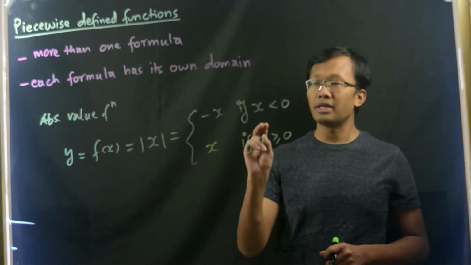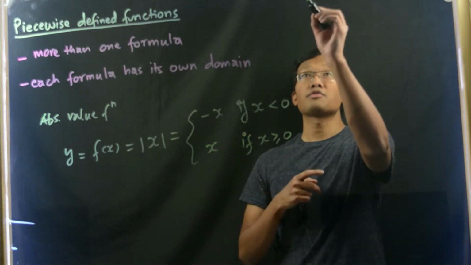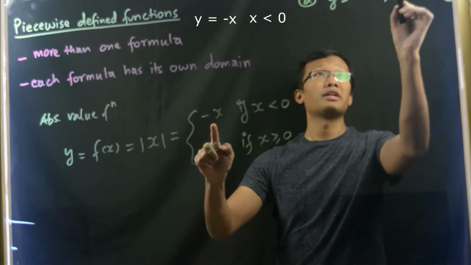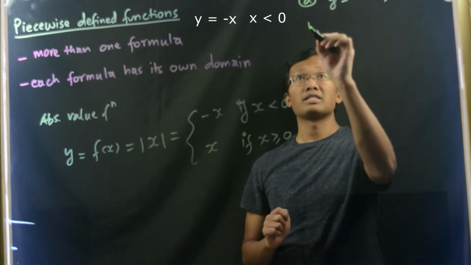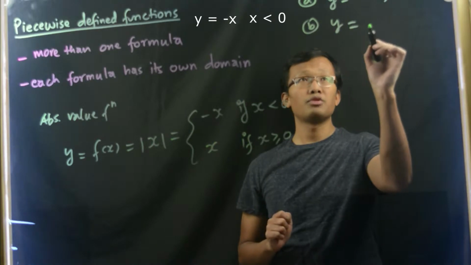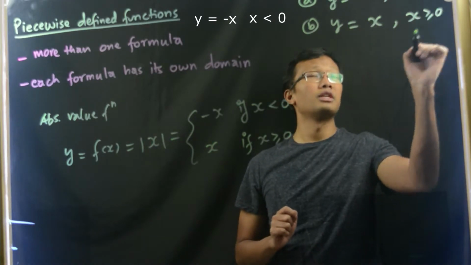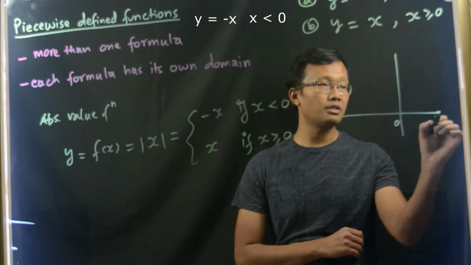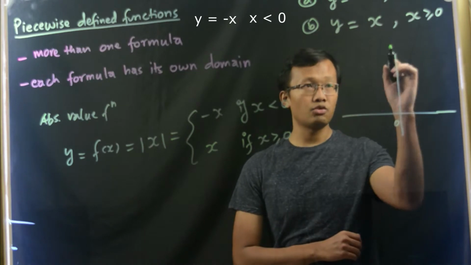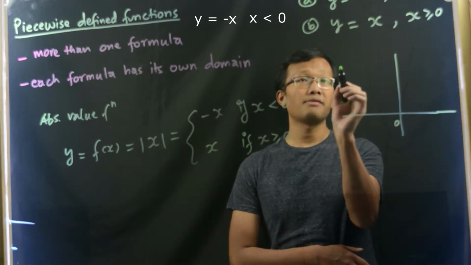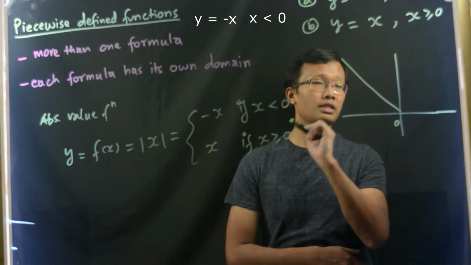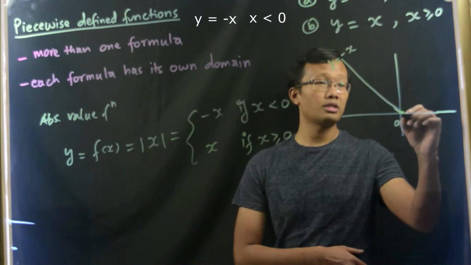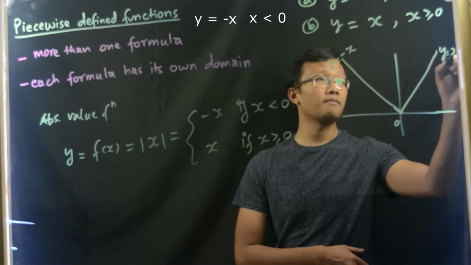This function is defined by two formulas. The first formula is y equals negative x for x less than 0, and the second one is y equals positive x for x greater than or equal to 0. Then its graph would be something just like this. Let's suppose this is 0, this is the x-axis and this is the y-axis. So y equals negative x would be a straight line just like this, which touches the origin, and y equals x would be something just like this one.